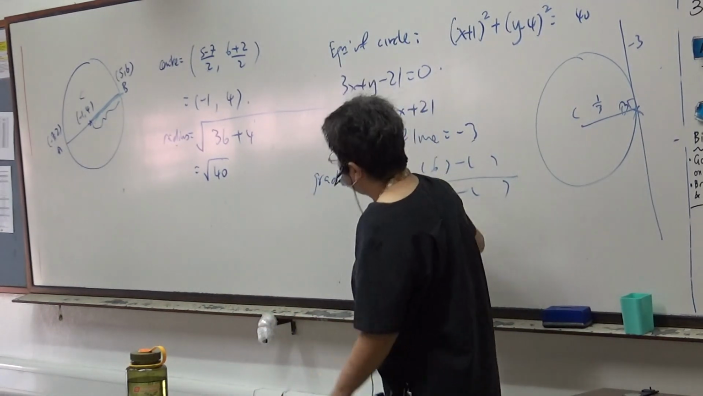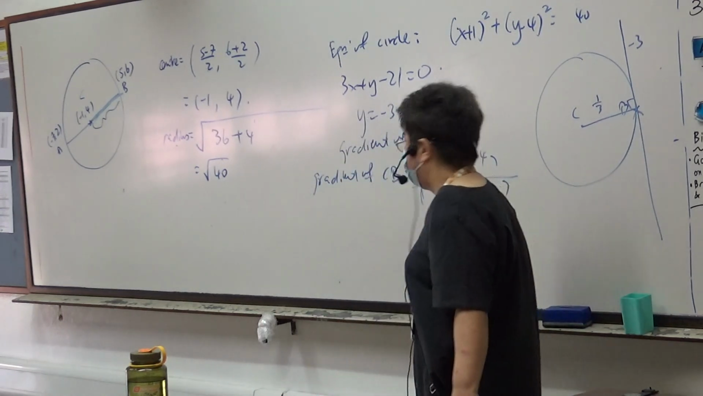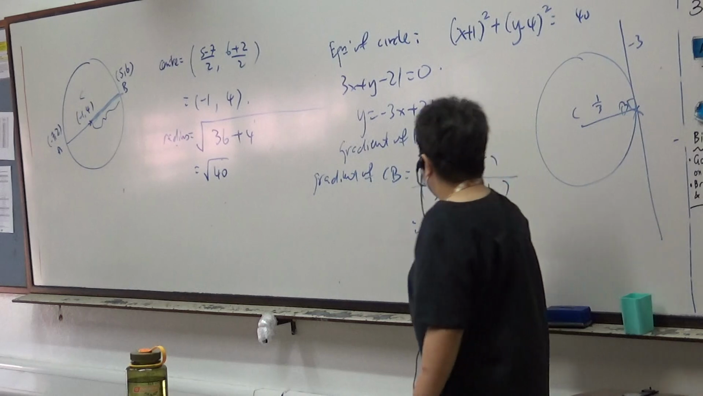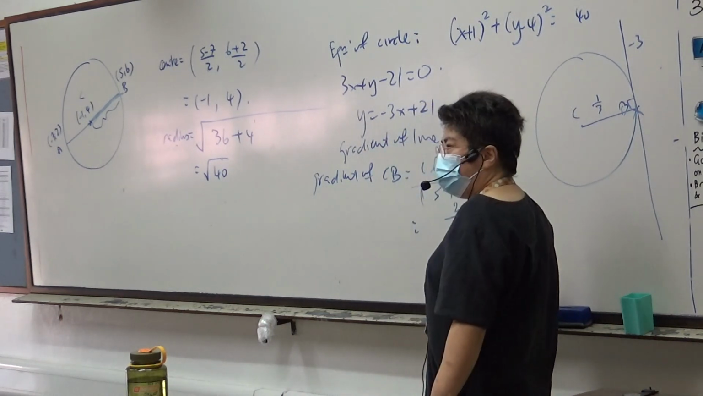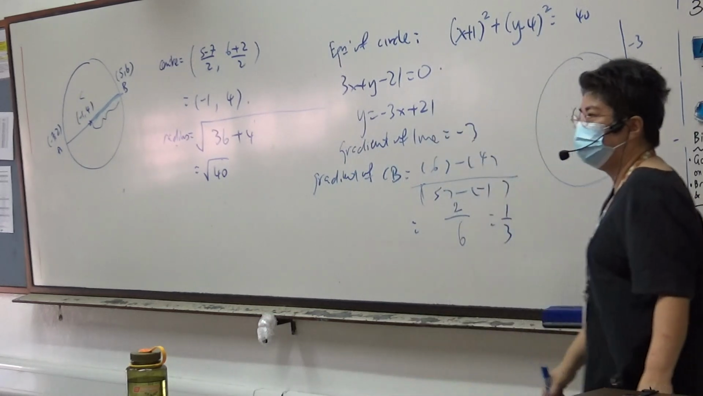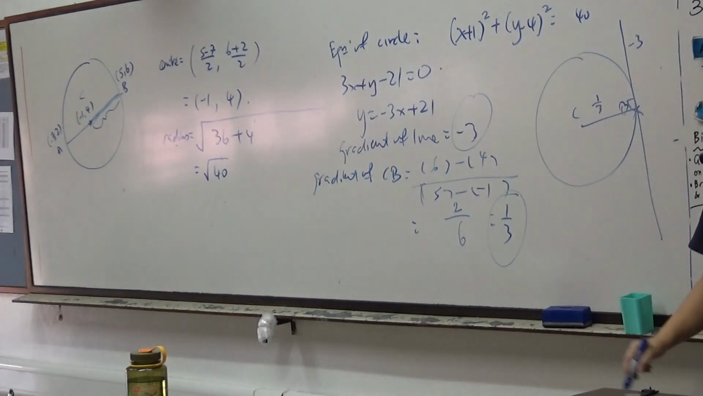What do I have? 6, 4, and 5, negative 1. Okay? What is this? 6 minus 4, 2 over what? 6, right? Can you see it's 1/3? Now, if I take this times this, what will I get? Negative 1. Okay, look at the solution there. Since the product of the gradient and the gradient of CB is negative 1, the line is perpendicular to the radius CB, and hence is the tangent to the circle at B.